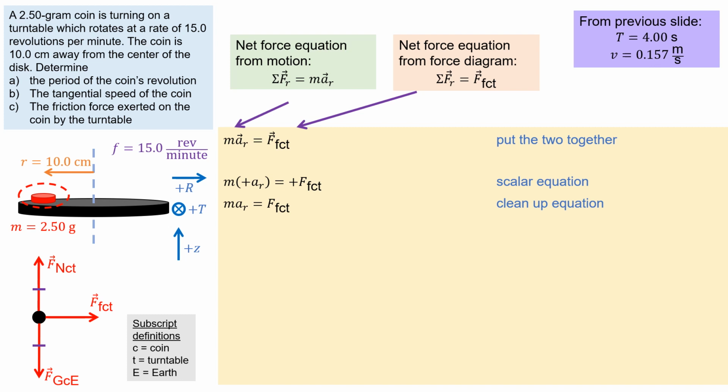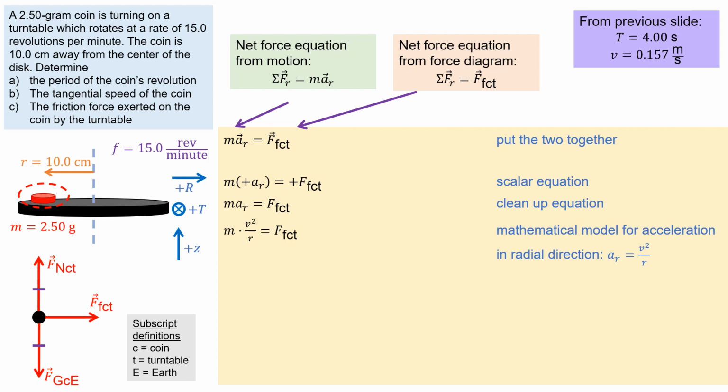The next thing we're going to do is use our equation for the acceleration in the radial direction. This is what we found out from our lab. When we do that, we replace acceleration with the quantity speed squared divided by radius. So mass times speed squared over radius is equal to the friction force on the coin by the turntable. That mv squared over r term you may notice or recognize as our mathematical model for the net force in the radial direction.